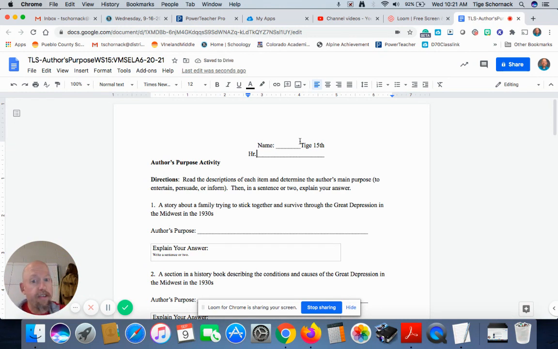Read the descriptions of each item and determine the author's main purpose: to entertain, to persuade, to inform. Then, in a sentence or two, explain your answer. No answer will have two answers.